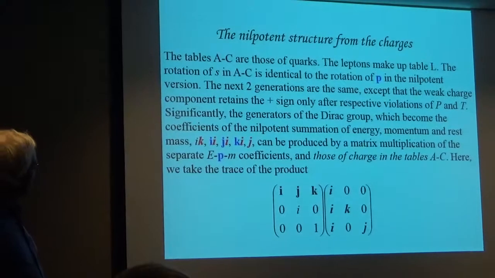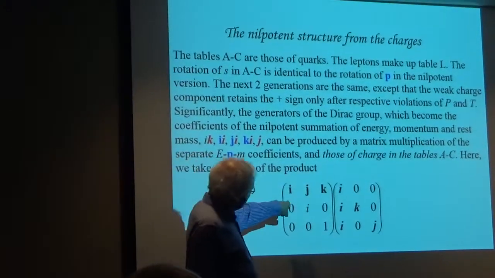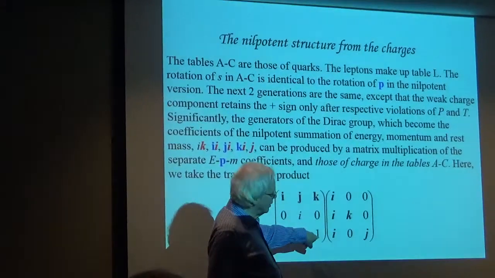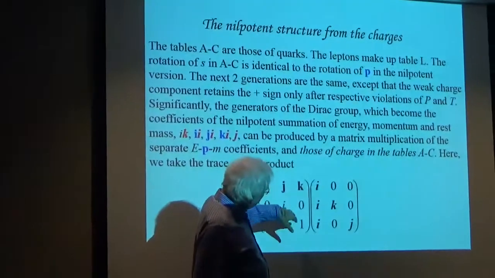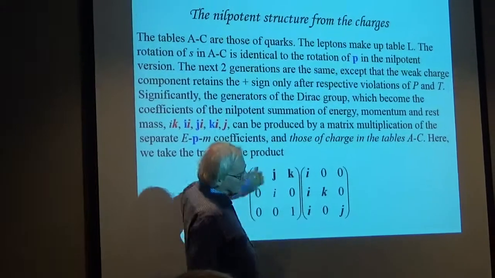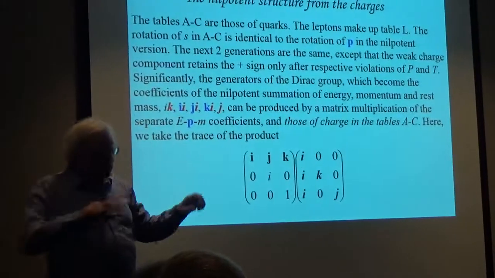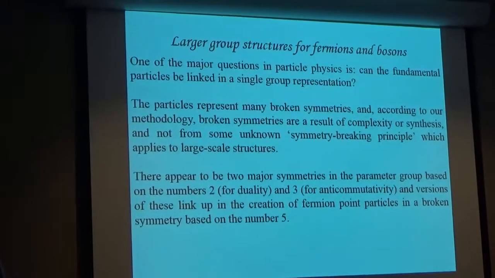Another way of doing it is to use the basic units of I, J, K, of E, P and N, and take these charge structures. And when you do this, the traces turn out to be the nilpotent structures. There's various tricks you can play.